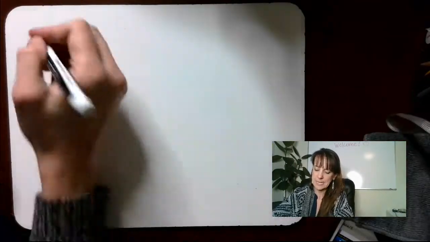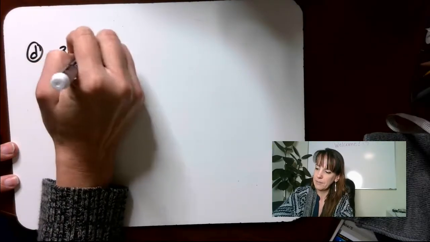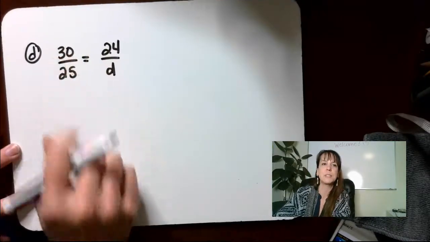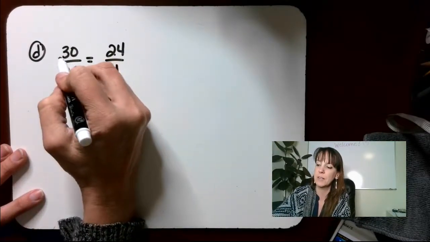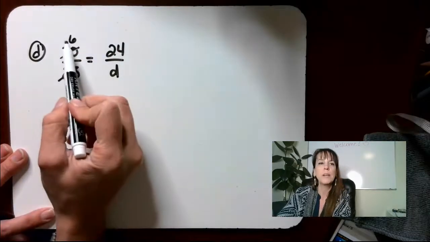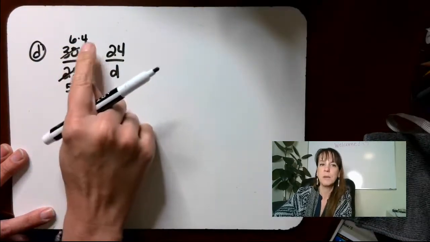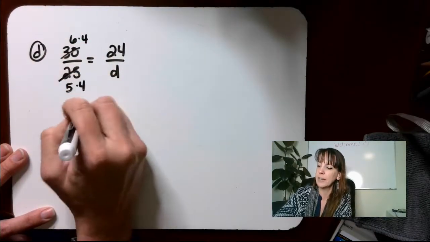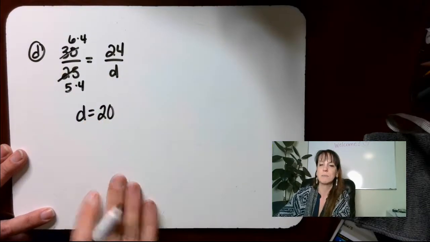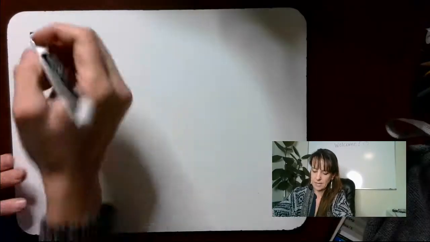All right, D. 30 over 25 equals 24 over D. Let's see if we can't reduce this down. We can divide both the top and bottom by 5. I get 6 and 5. What do I need to multiply 6 by to get 24? 6 times 4. If I do it on top, I'm going to have to do it on the bottom. If I do that, I get D equals 5 times 4, which is 20. Good. E.